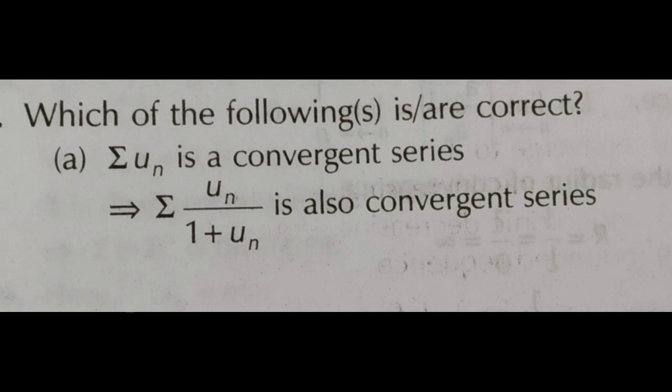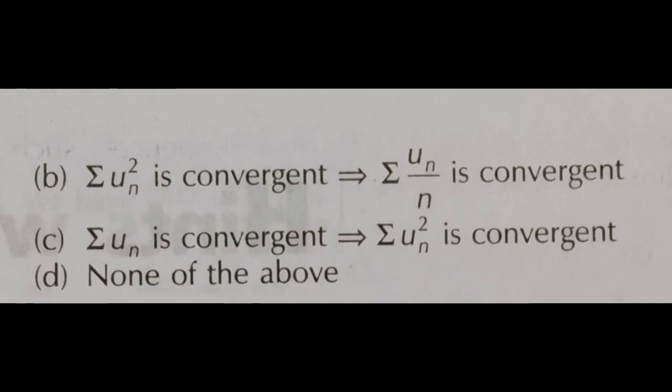Which of the following is or are correct? Option A: summation un is a convergent series implies summation un by 1 plus un is also a convergent series. Option B: summation un square is convergent implies summation un by n is convergent. Option C: summation un is convergent implies summation un square is convergent. And the last option is option D, none of the above. And this is the last question of the class.